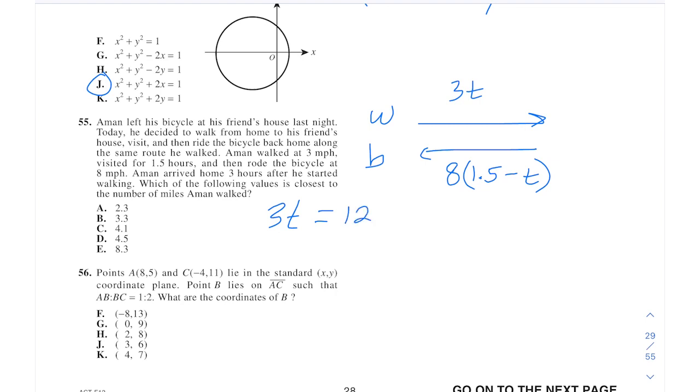8 times 1.5 is going to be 12 minus 8t. So this 11t equals 12, t equals 12 over 11. And then if you plug that into either one to figure out how far he walked, 3 times 12 over 11 would be 36 over 11, so it should be 3 and change, I think.